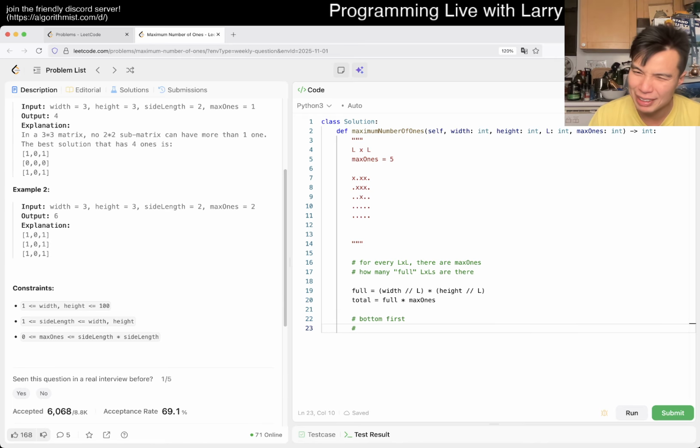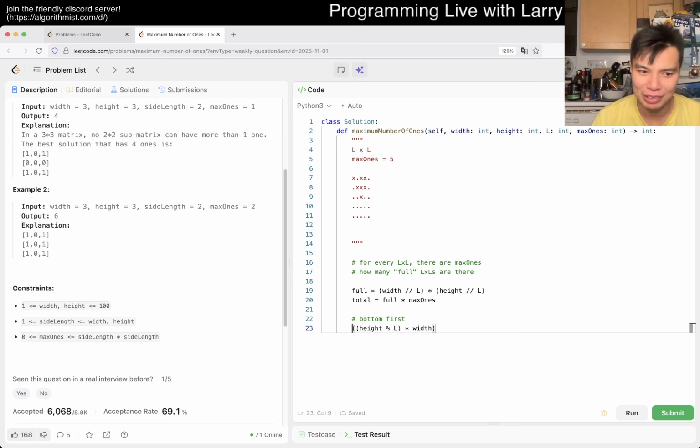So bottom first, that means we have height mod L, right, as the spillover. So this is going to be the height times width, because that's how many. Okay, actually, so this is the height, and that's how many height cells times width. That's how many per, right? That's how many that we can fit on the max ones, right?